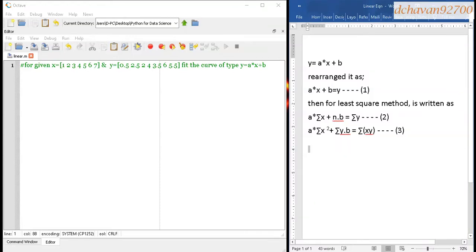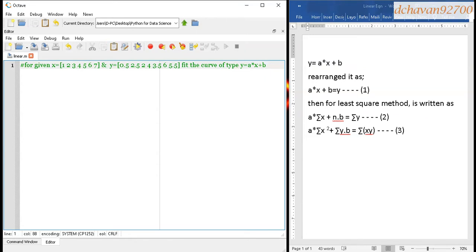Hello everyone, today we are going to solve a problem based on curve fitting. The problem statement is: for given x values 1, 2, 3, 4, 5, 6, 7 and y values 0, 0.5, 2.5, 2, up to 5.5, we have to fit a curve of type y equals ax plus b. In this case our aim is to find the values of the unknowns a and b. So this is a linear curve fitting.